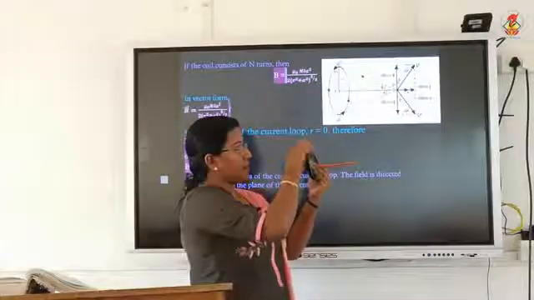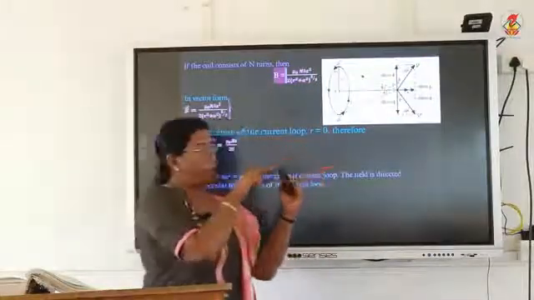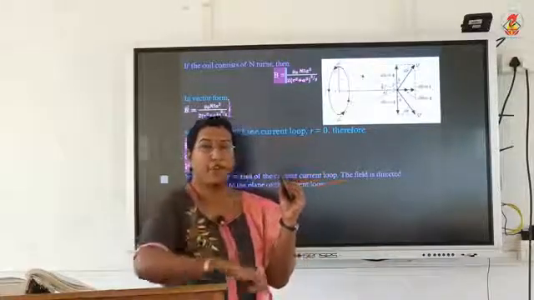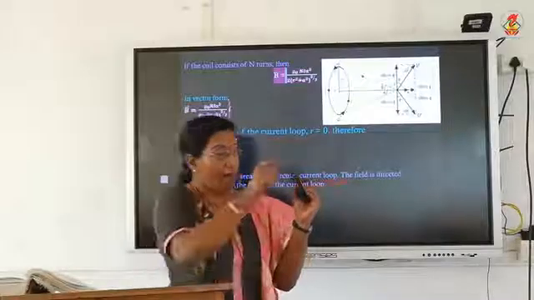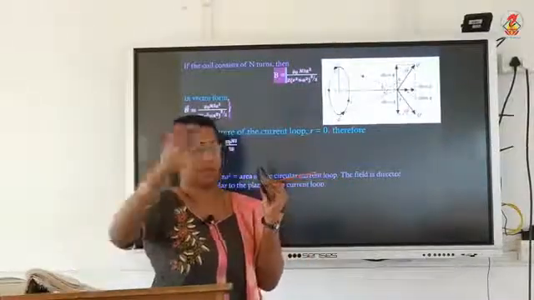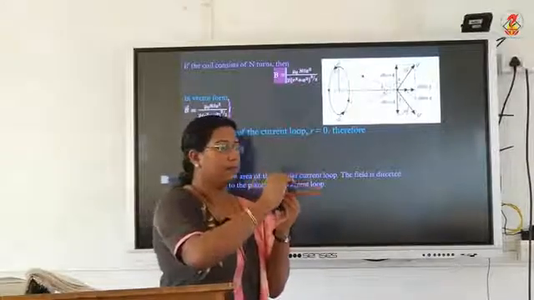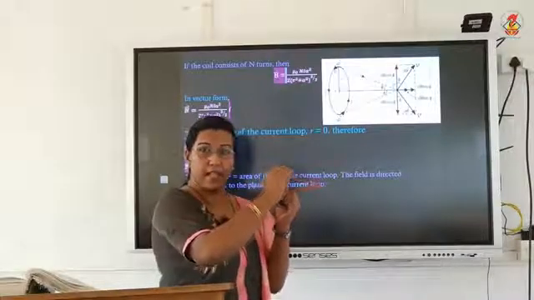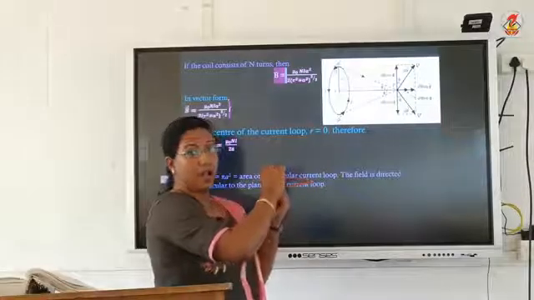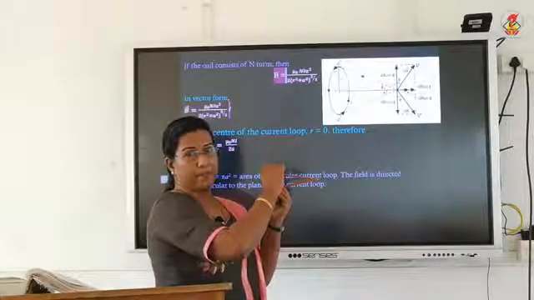Okay. So, this is my current element. The top portion I am going to use. This small portion is my current element. So, what must I do? First, I have to draw a displacement vector from my current element to point P. So, this is my displacement vector from the current element to the point P.